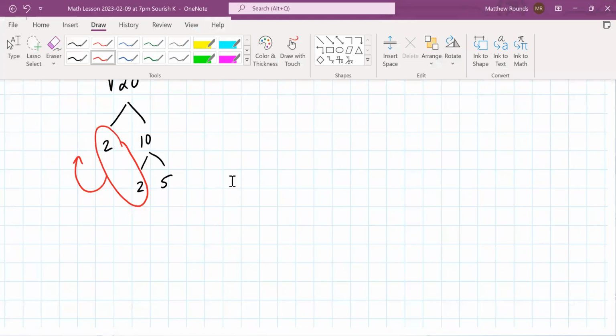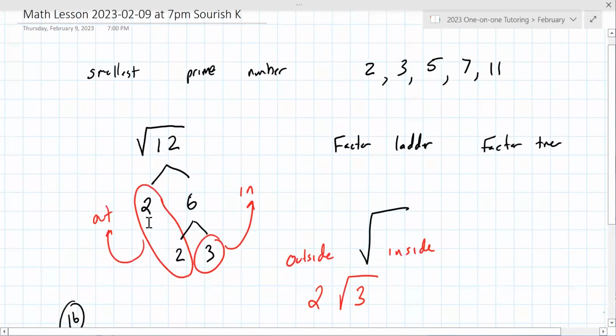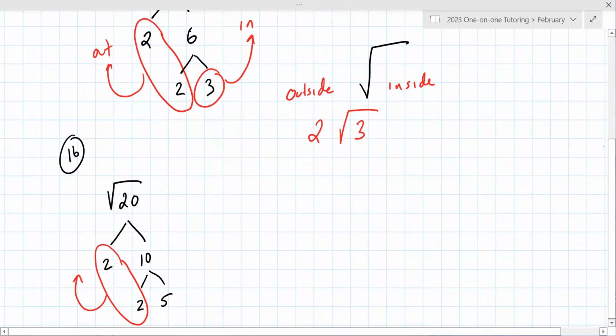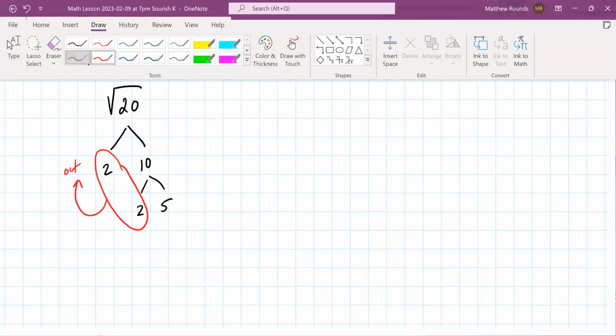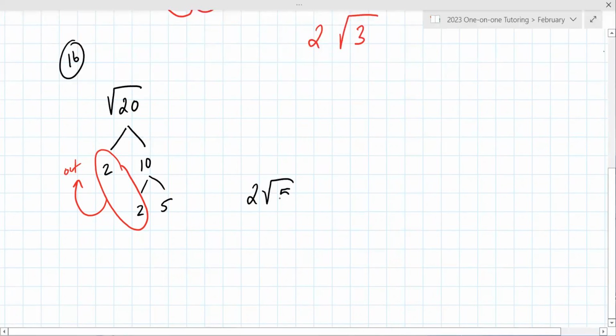Okay, let's go back and look. What did we do with the pair of 2's in the previous problem? They were out. You bring one out. See how there's one 2 on the outside? Yes. Okay, let's look at your problem. You take one 2 out right over there, and that's 2 and 5. 2 square root of 5.